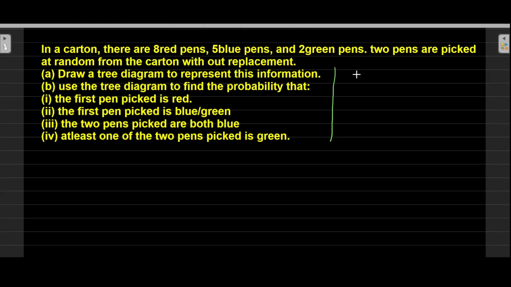In this question, we have 8 red pens, and then we have 5 blue pens, and also we have 2 green pens. These pens are to be picked randomly from a carton. You're supposed to pick 2 pens, but our carton has got 3 pens.